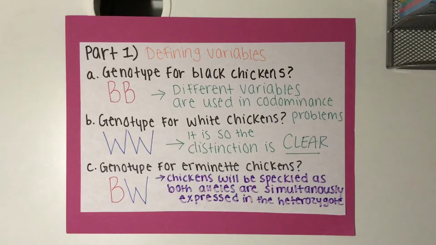So the first part of the question was pretty easy, as essentially it's just defining variables. A asks for the genotype for black chickens, which I defined as BB, as different variables are used in codominance problems, so I couldn't use the same one for black and white chickens. B asks for the genotype for white chickens, which I defined as WW, so that the distinction between them is clear. C asks for the genotype of the erminate chickens, which I defined as BW, as the chickens will be speckled as both alleles are simultaneously being expressed in the heterozygote.